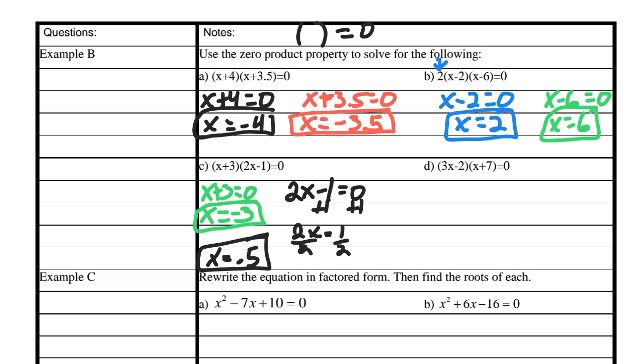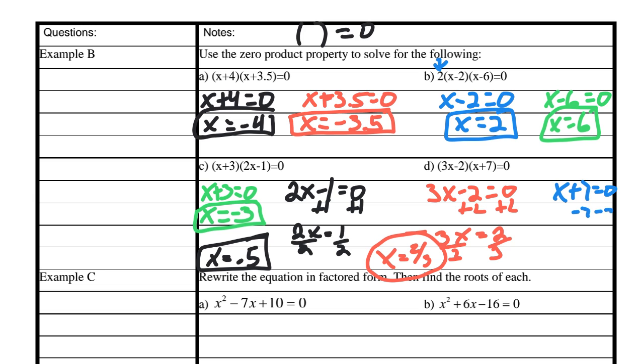Okay. Same thing for D. Take what's inside the first parentheses, set it equal to 0. Now we're going to use the t-chart or balance method and do 3x equals 2, divide by 3, and I get x equals 2/3 or 0.6 repeating. And then x plus 7 equals 0, minus the 7, and x equals -7. Okay, so you're just taking what is inside parentheses 1, set it equal to 0, solve. Take the same thing for number 2, set it equal to 0, and solve.